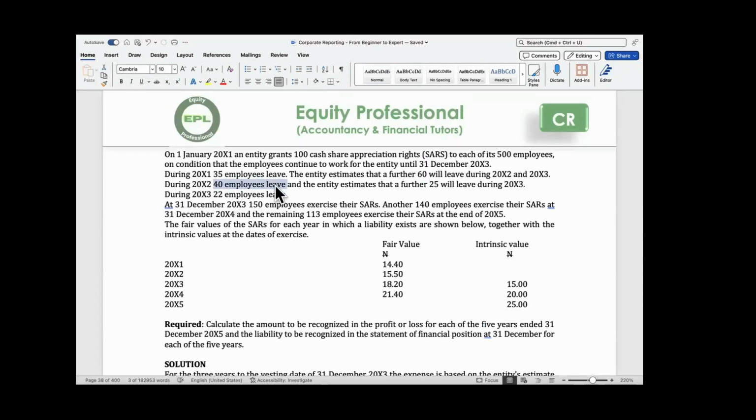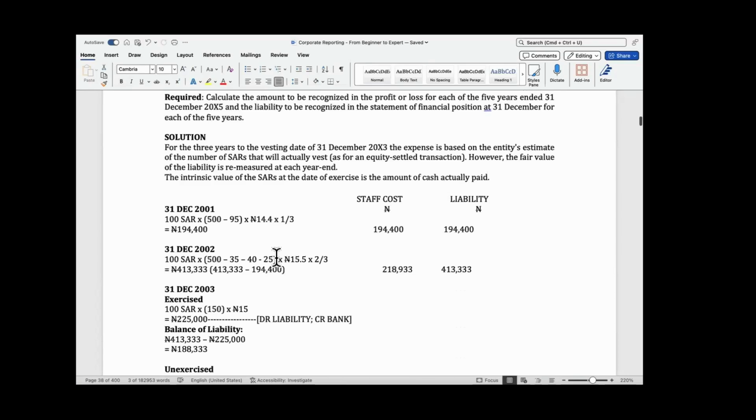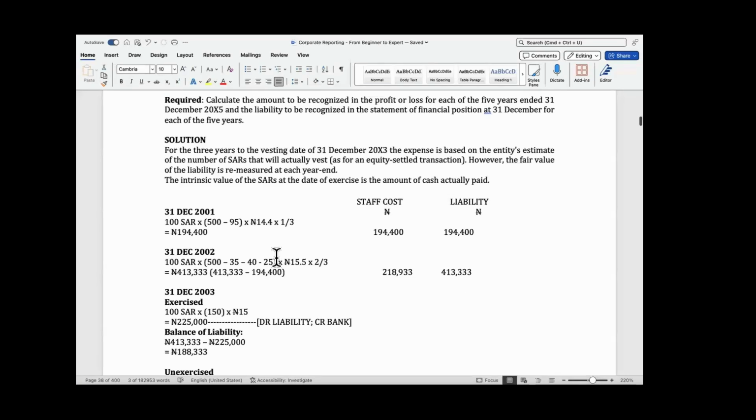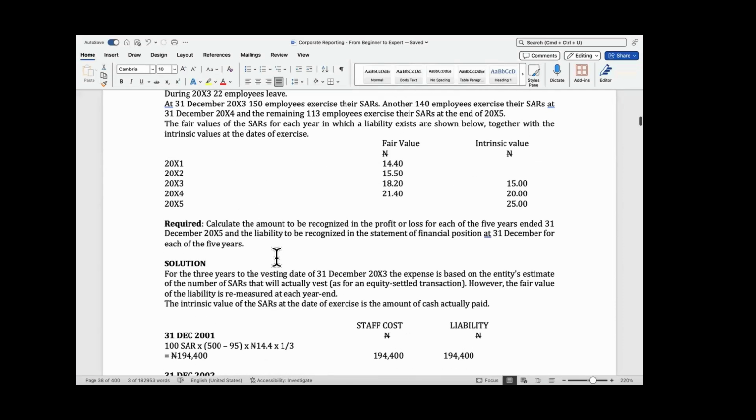In equity settled, we used to credit equity reserve, while here you are crediting liability. Exactly. So here we credit liability.